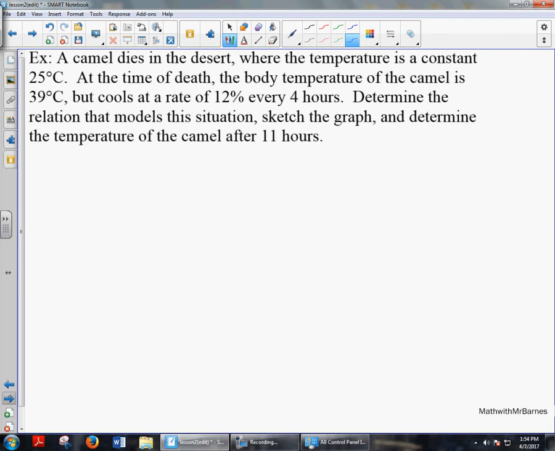Same situation. Camel dies in the desert. What a depressing death. Where the temperature is constant. So the body is going to go to that temp. So that's y equals a c to the bx plus k. So that's my asymptote. So the body cools at a rate of 12% every 4 hours.